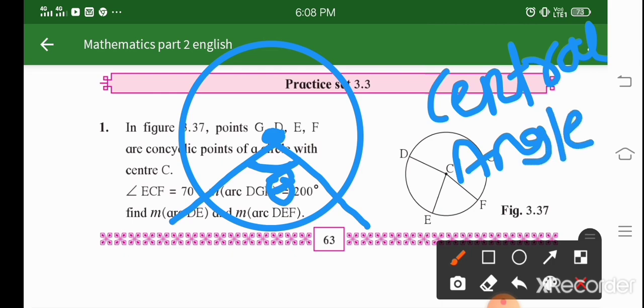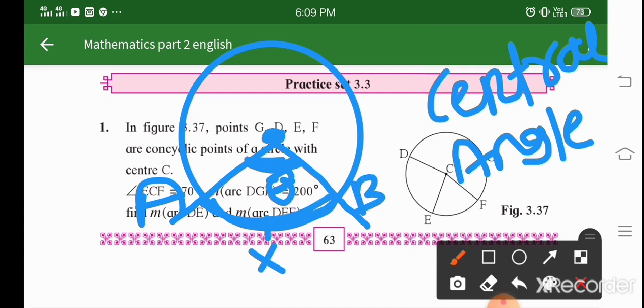And please keep in mind, this central angle corresponds to, is equal to, this particular minor arc. Let's suppose this point is A, this is X and this is B. So you can say that this central angle is equal to this minor arc. I think this is clear.